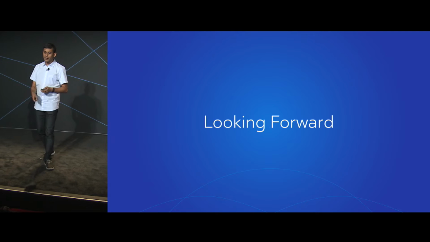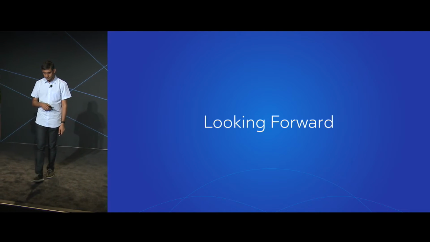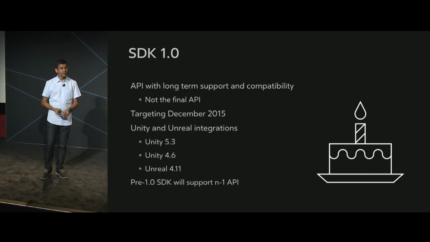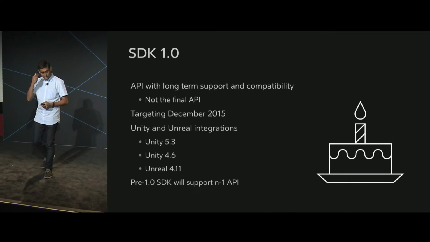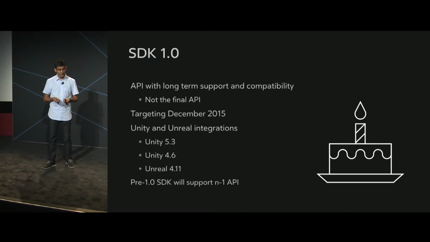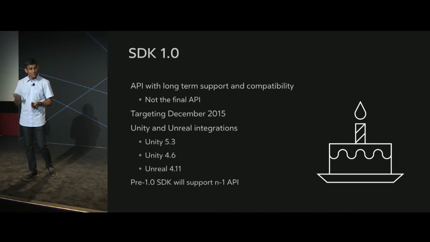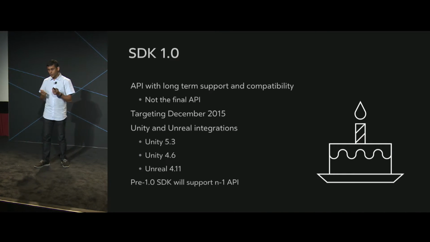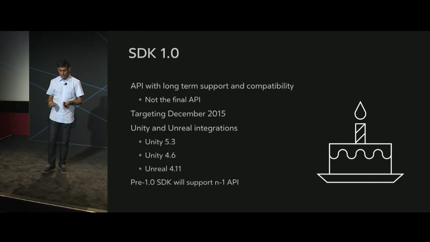Finally, I wanted to talk a little bit about some ideas of what we're thinking about moving forward. So the first big thing that we are focusing on is what we call the SDK 1.0. As you heard this morning, we are trying to get to this starting December 2015. The aim of this is that this will be the API that will have long-term compatibility and support. So apps written to our SDK 1.0 can show up on our store at launch and will be supported for the foreseeable future.